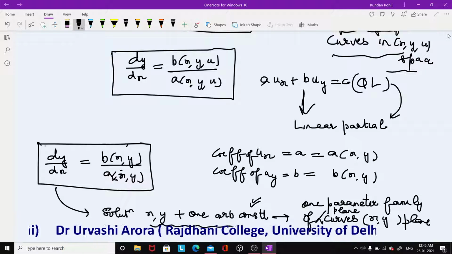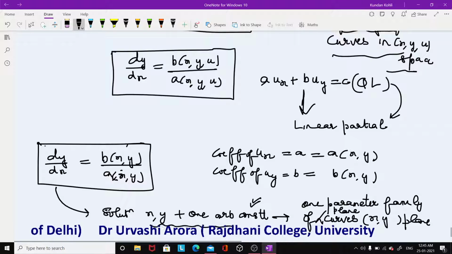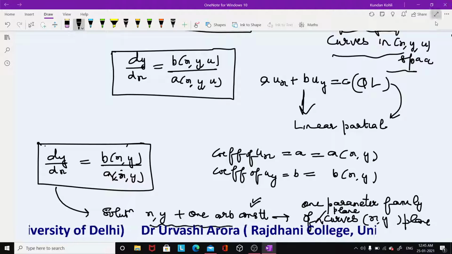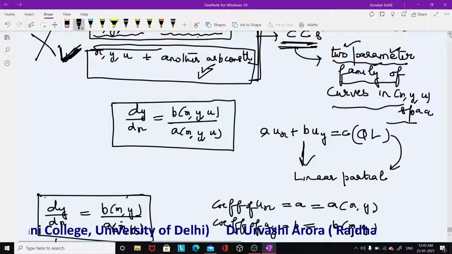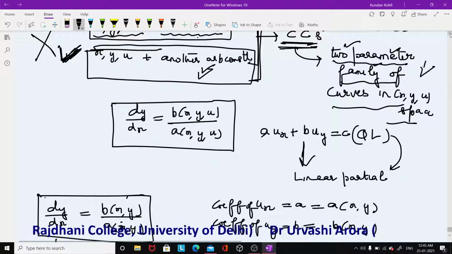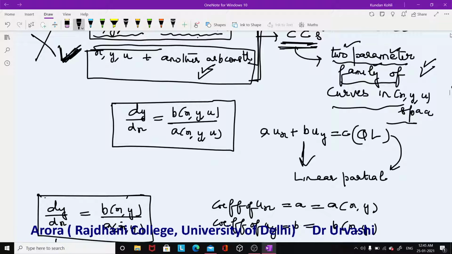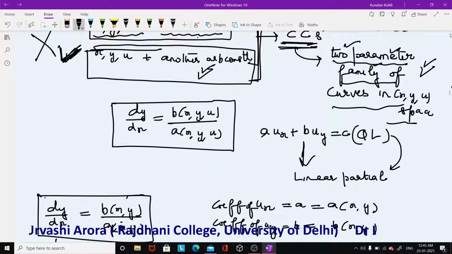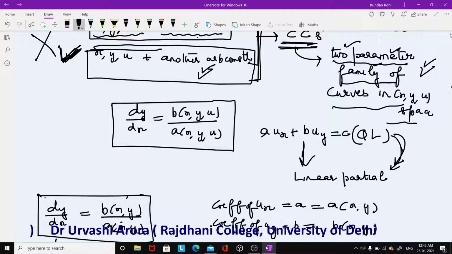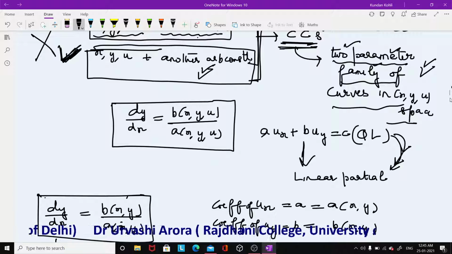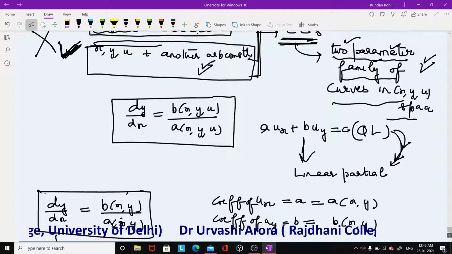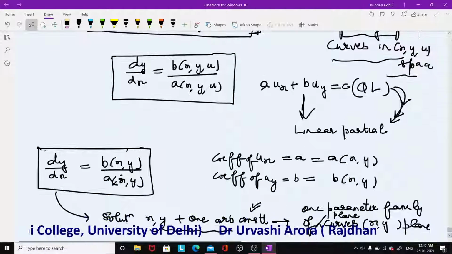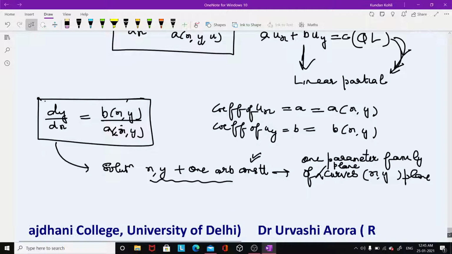So in general, as I said, characteristic curves geometrically will be a two parameter family of curves in the xyu space. But in case the quasi-linear equation becomes a linear equation, the characteristic curves turn out to be geometrically a one parameter family of plane curves in the xy plane.